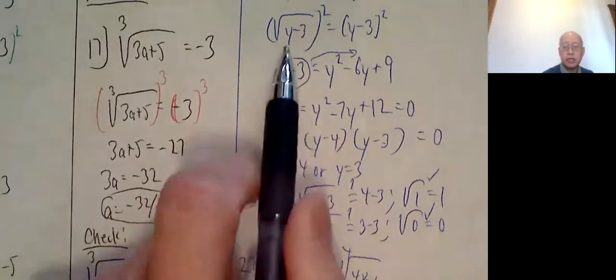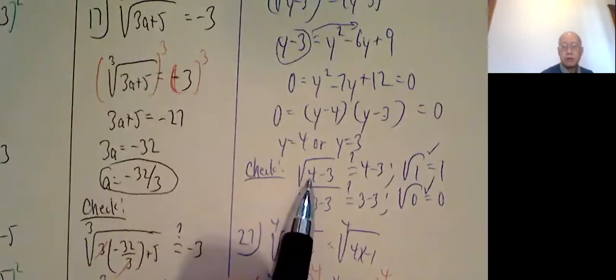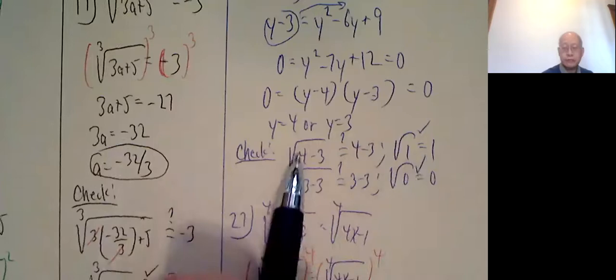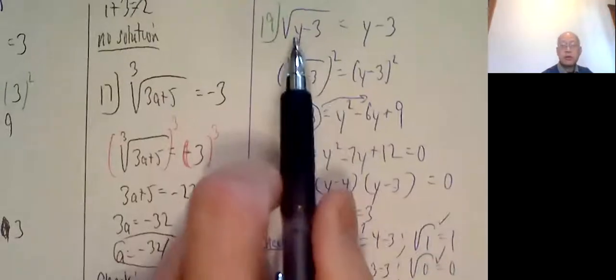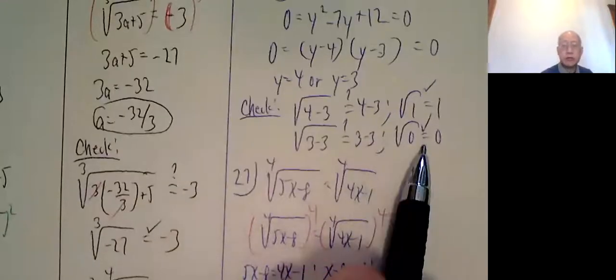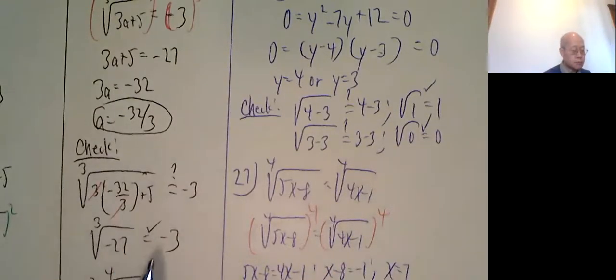They should both be checked back in the original. Plug in 4. Square root of 4 minus 3 equals 4 minus 3. Square root of 1 equals 1. That checks. Plug in 3 back in the original. Square root of 3 minus 3 equals 3 minus 3. Square root of 0 equals 0. That also checks.